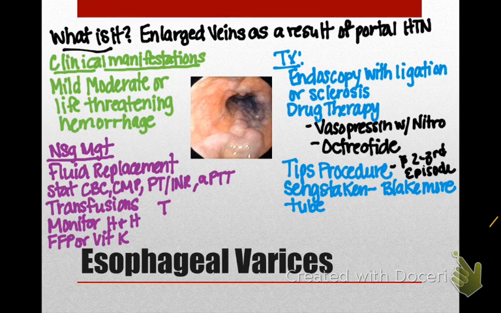Monitor your H&H. They might need fresh frozen plasma or vitamin K. You're going to teach them to avoid NSAIDs and aspirin.